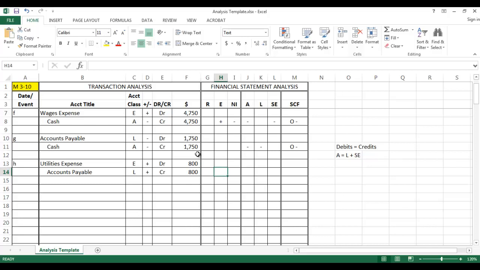From an income statement standpoint, my expenses have increased, so my net income will decrease. On the balance sheet, my liabilities have increased. My equity, stockholders' equity, has decreased. And no cash flow effects because no cash changed hands. And that's it for 3-10.